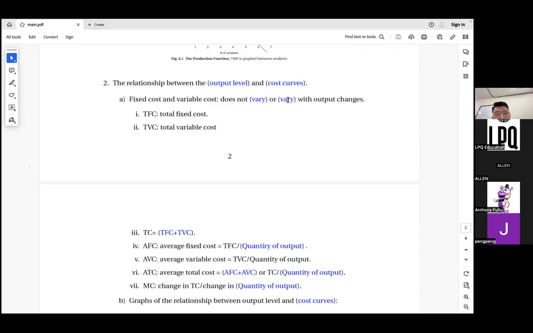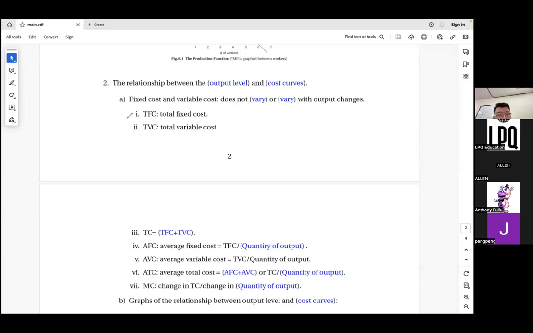But to produce more units of coffee, 100% for sure, I need to buy more coffee beans, raw materials, that kind of thing. So if you produce more, your variable cost will increase, but the fixed cost remains unchanged.